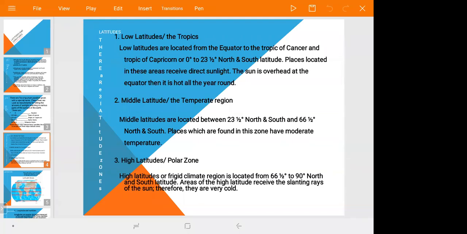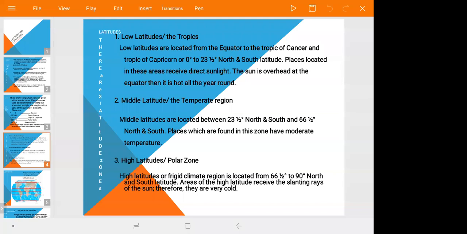When you get closer to the equator, the area is very hot. But getting far from the equator towards the North Pole and the South Pole, the sun rays travel long distances. Therefore, the heat decreases. Since the sun rays travel long distances, that means the slanting rays, then heat decreases. Therefore, these areas are very cold. And when you get closer to the equator, it's the low latitude zone. The sun is direct or overhead. Then there is high heat.